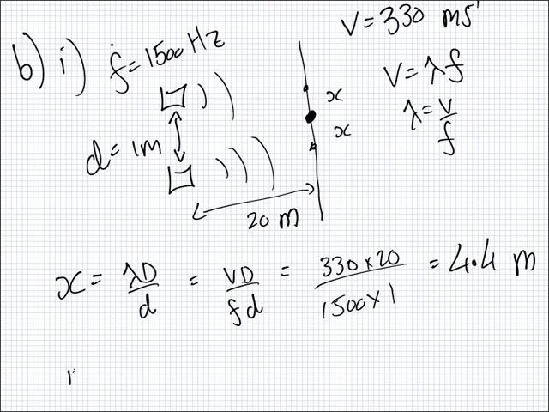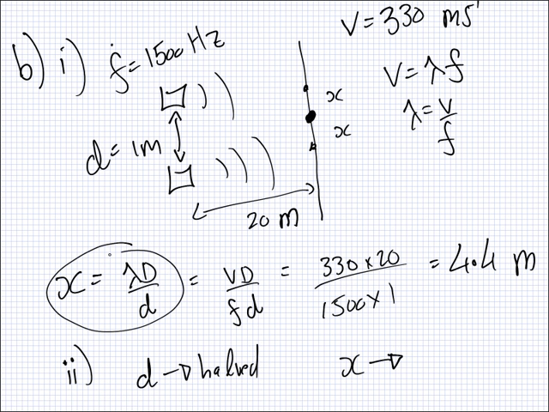Okay, what's next? Describe the effect on the loud spots if the speakers are moved to a separation of 0.5 meters. So he wants to know, it's half. The d is halved. What happens to the loud spots, the effect? What happens to the x? If this is halved, what happens to the x? You can use this formula for guidance. So what happens to the x? Come on, students.